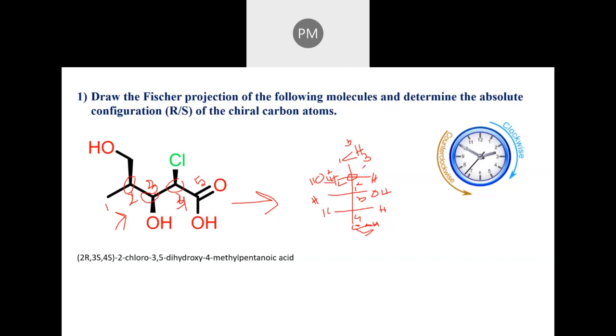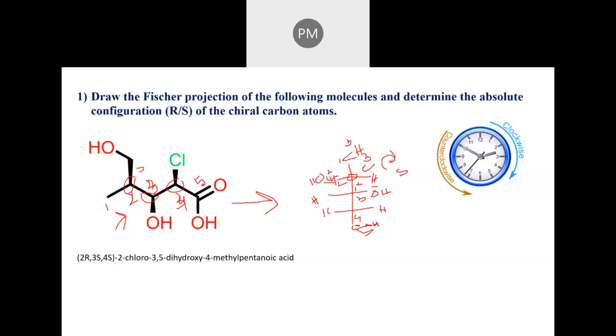So, the fourth priority is in the horizontal and our molecule is rotated 1, 2, 3. So this will rotate our molecule in the clockwise direction, with our fourth priority in the horizontal plane. So our configuration will be R. So this configuration should be R.